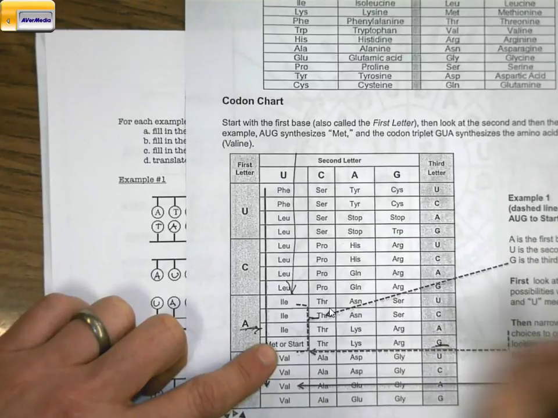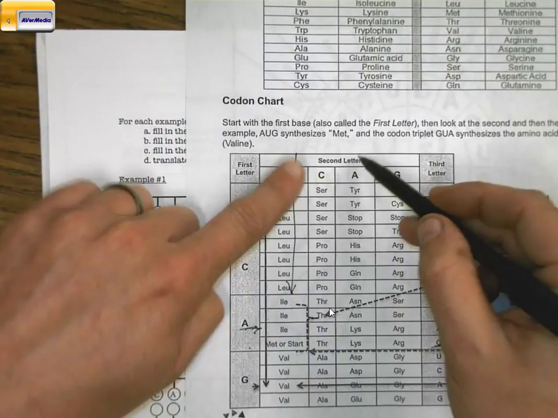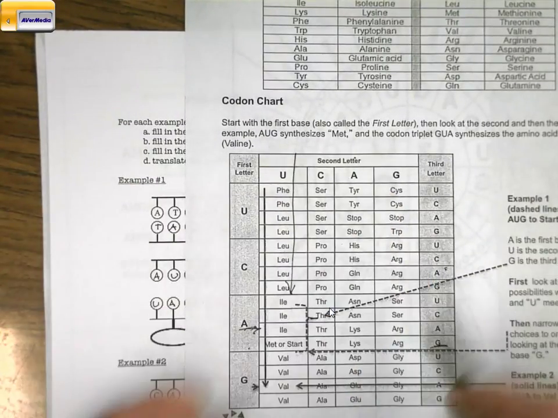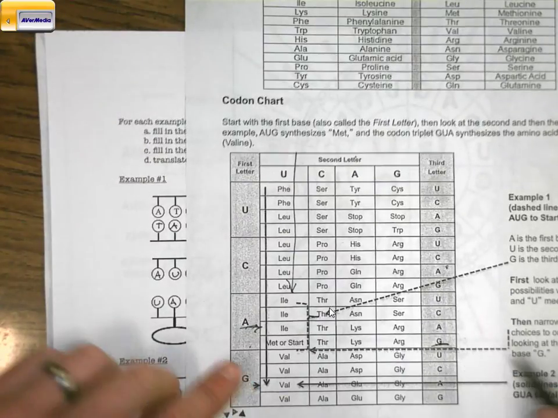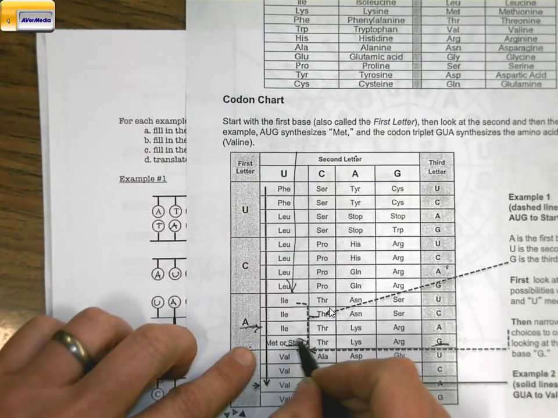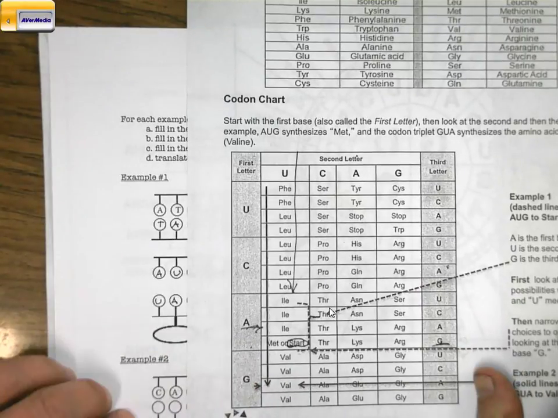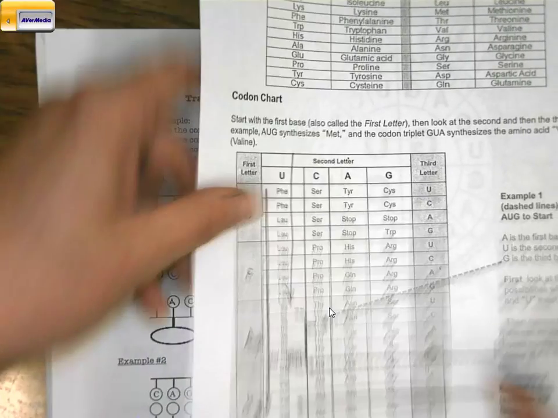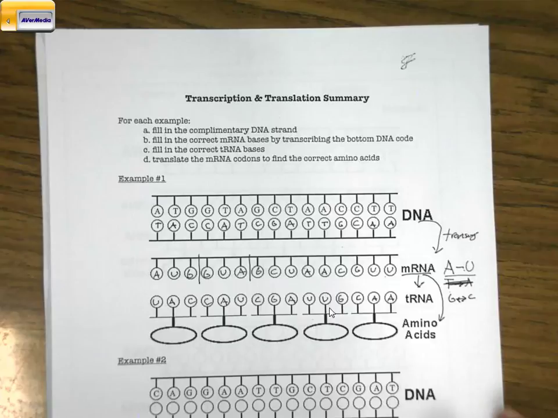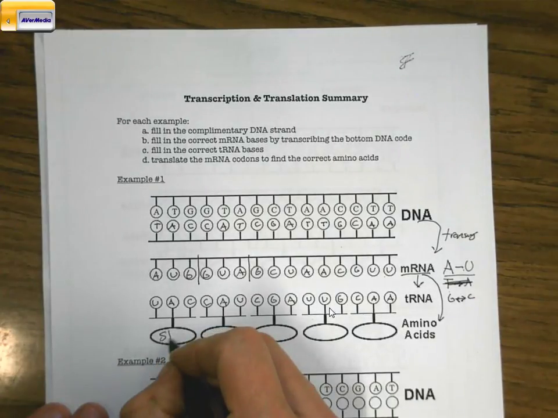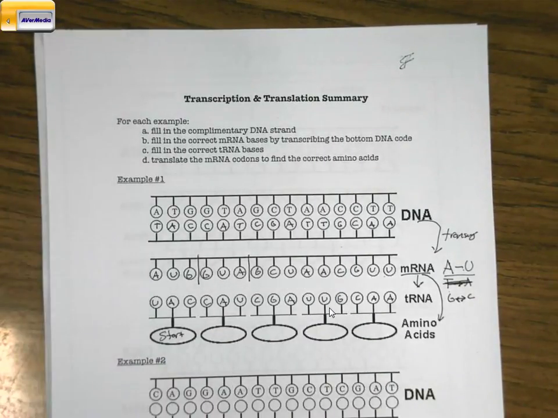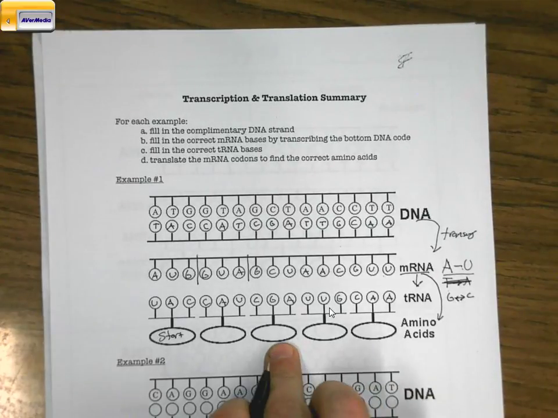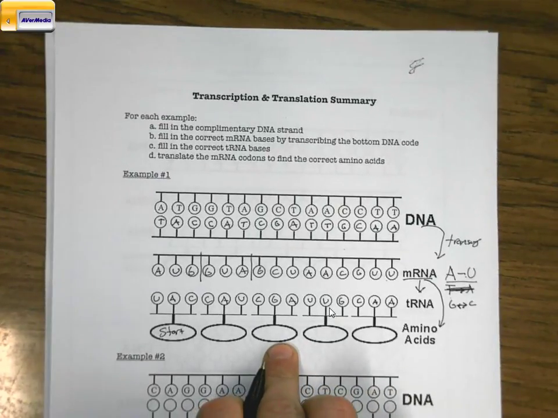Okay, so basically it's the first letter, second letter, third letter, and where all those meet in the middle. So AUG codes for start in this case, when it's at the start of an amino acid sequence. So then on your paper, I would just write start. Now if it was over here and it was AUG, then we would put MET.